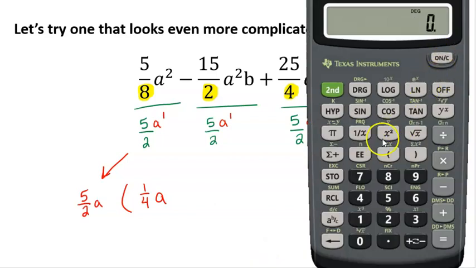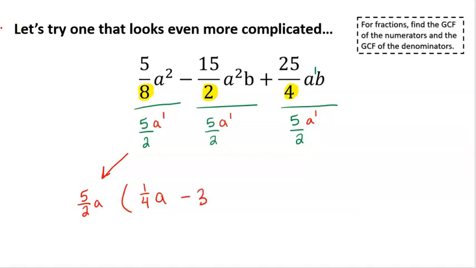So don't be afraid if you see fractions. Parentheses, 15 divided by 2, make it negative, close those parentheses, divided by, open parentheses, 5 divided by 2, close parentheses, equals negative 3. 2 minus 1 is 1, and then the b doesn't have anything, so it's just going to stay as is.